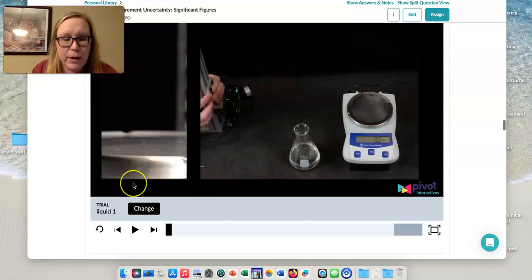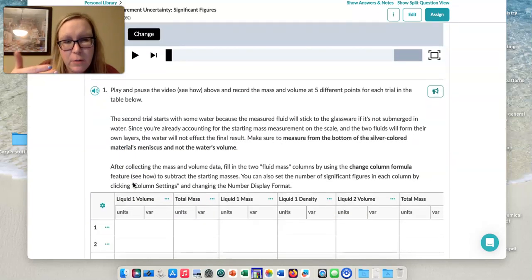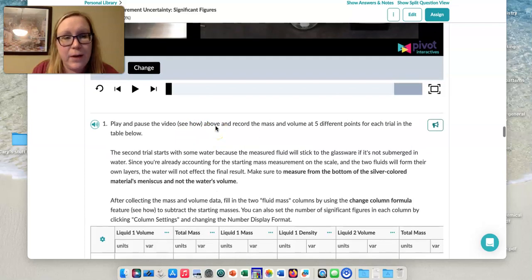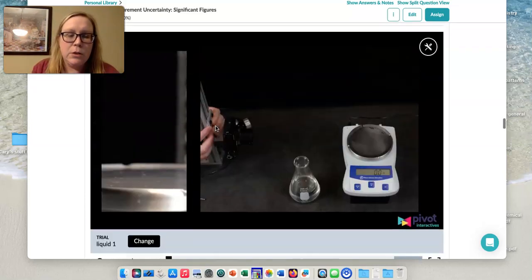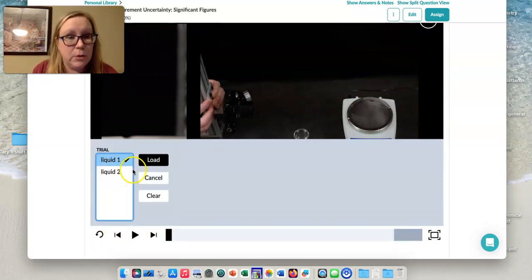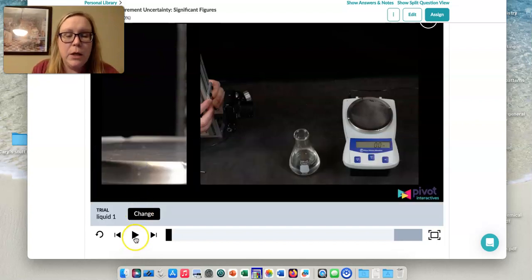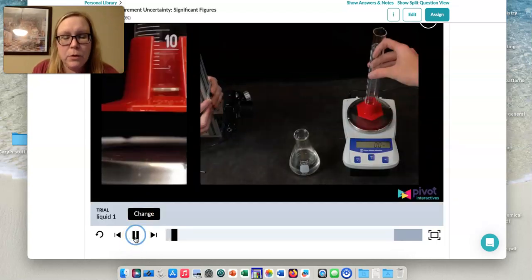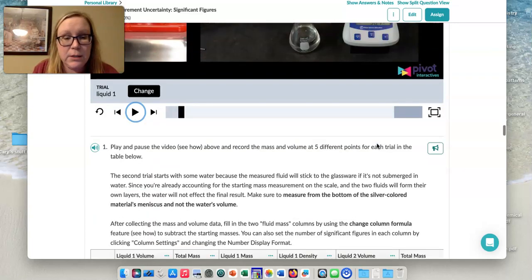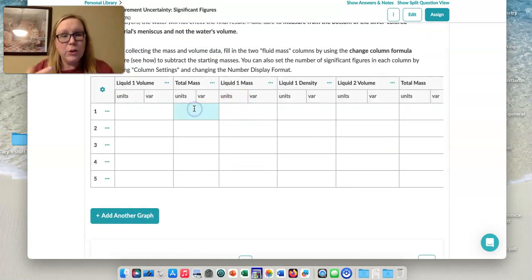When we look at this part of the laboratory activity, the instructions fall after it. Okay, so it says play and pause the video above and record the mass and volume at 5 different points for each trial. So there are 2 trials, liquid 1 and liquid 2, and we are going to load liquid 1. We hit play, and they put that graduated cylinder on the balance. This is the first mass we need to record, which is 96.4.